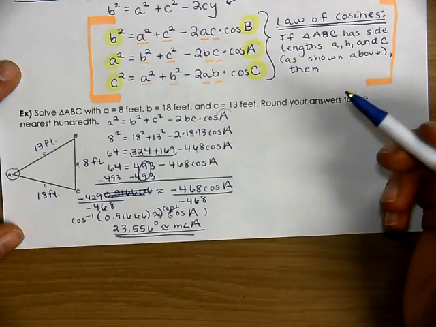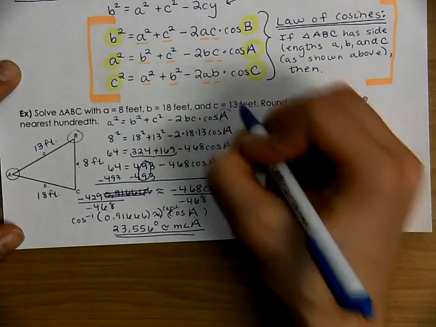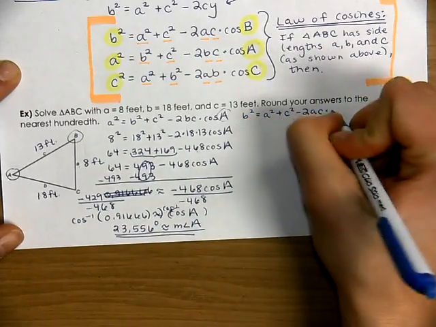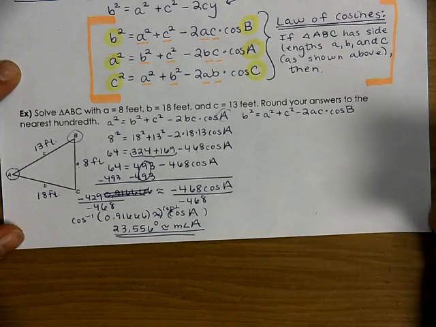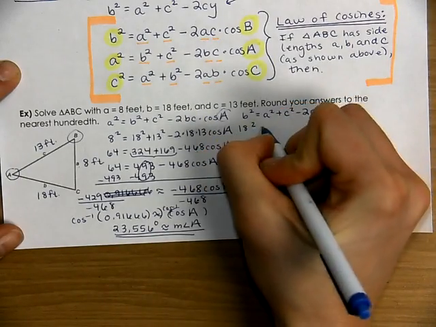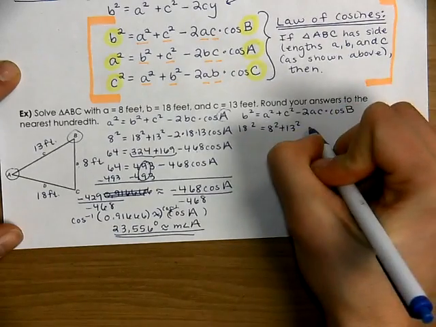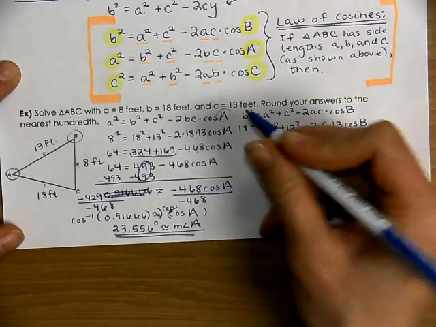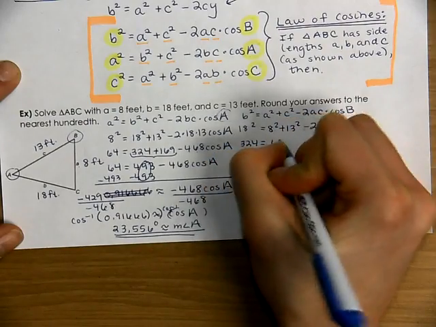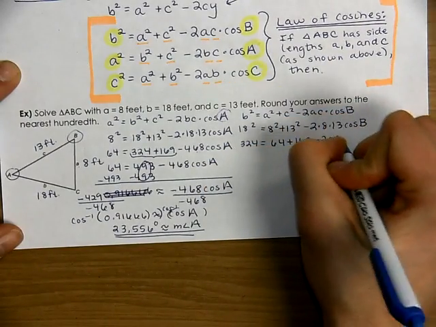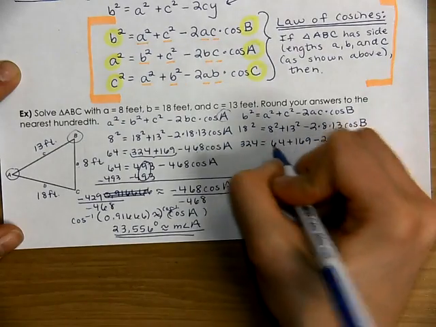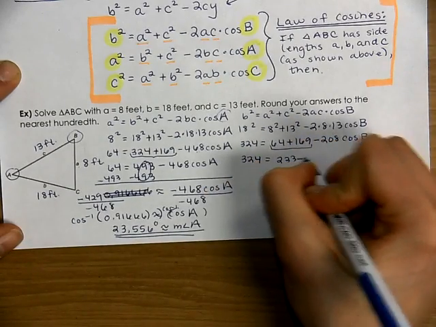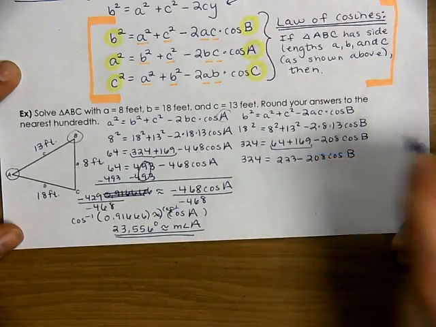We can do the exact same thing if we want to find the measure of angle B. Okay, so B squared is equal to A squared plus C squared minus 2AC times cosine of angle B. And I substitute in what I know. 18 squared is equal to 8 squared plus 13 squared minus 2 times 8 times 13 times the cosine of B. And again, I'll solve this using the exact same steps. 324 is equal to 64 plus 169 minus 208 cosine of B. Combine the like terms that I can. 324 is equal to 233 minus 208 times the cosine of B.